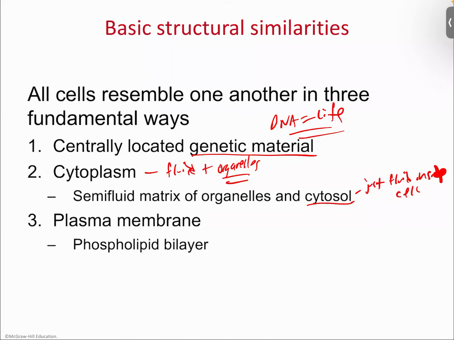So everybody has to have a cytoplasm. Everybody has to have DNA, and it's going to be centrally located. Everybody has to have a plasma membrane, which makes a lot of sense, right? Because the plasma membrane is what actually creates the boundary for the cytoplasm. I want to add a fourth one on here, however.